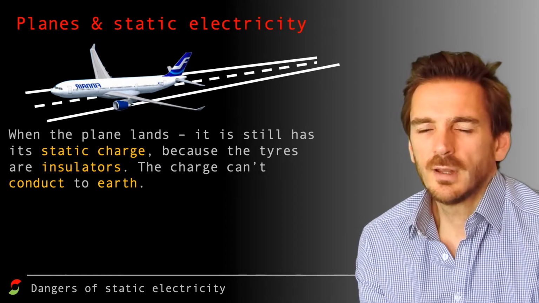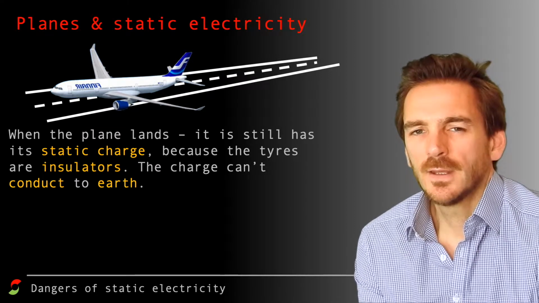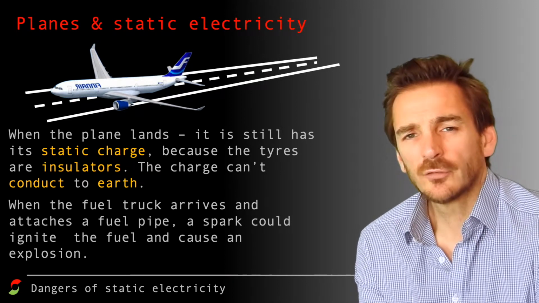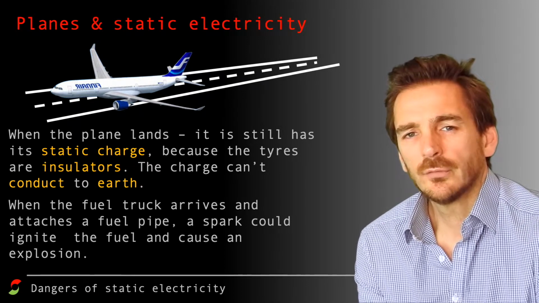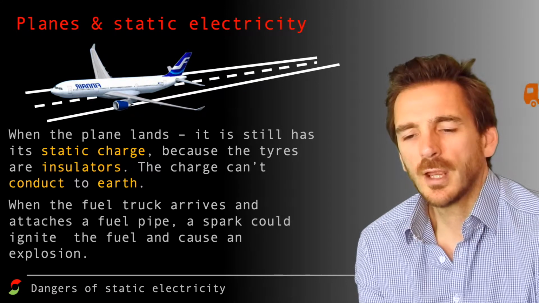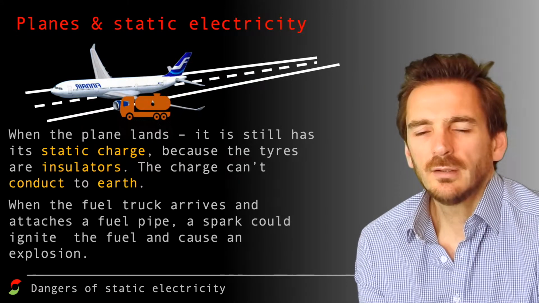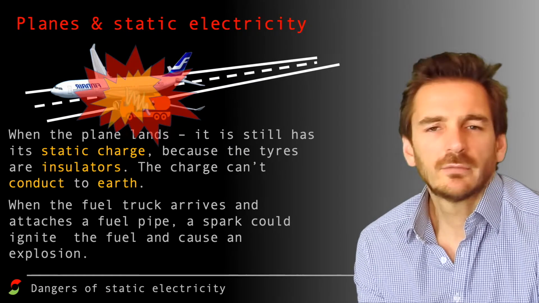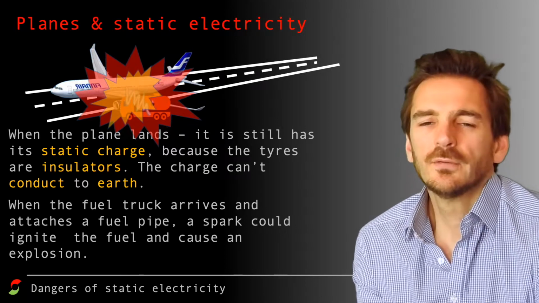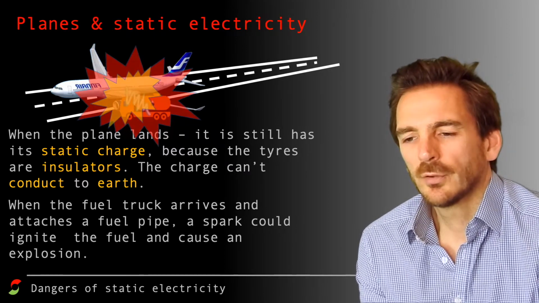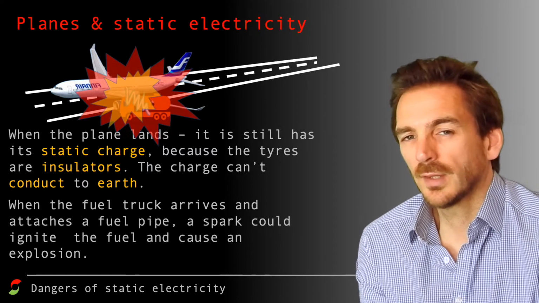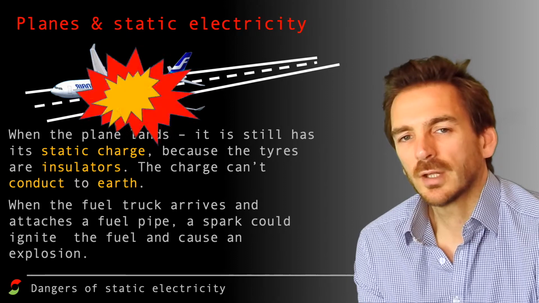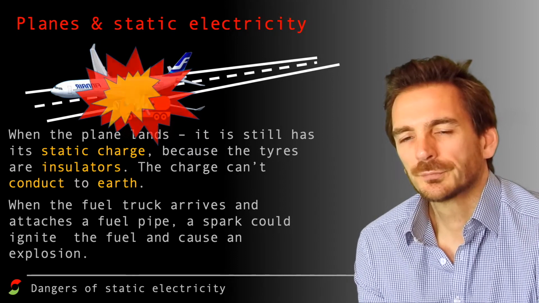So you can imagine then that a fuel truck comes up and tries to put its fuel pipe into the airplane. And what happens then is that there's a massive discharge from the plane to the fuel truck, and there's an explosion. It ignites it, and that is very, very dangerous. So strangely enough, they don't do that. They have a safety procedure in place so that the plane doesn't explode, or the fuel truck doesn't explode.